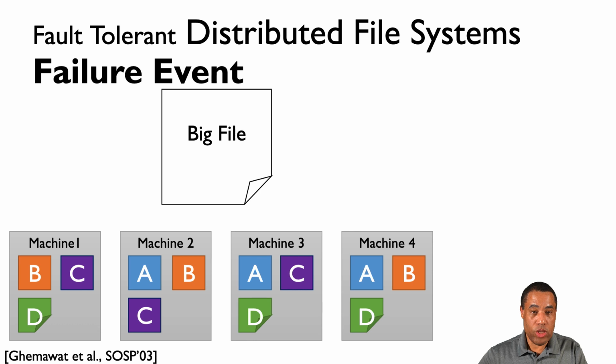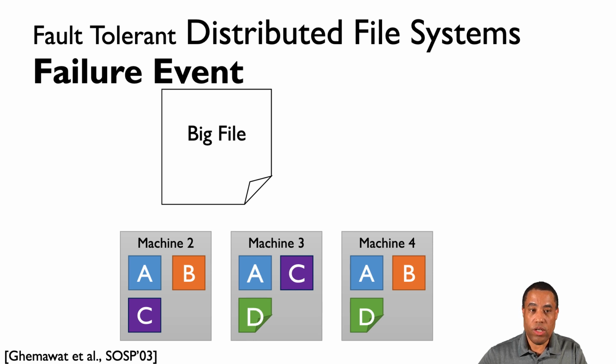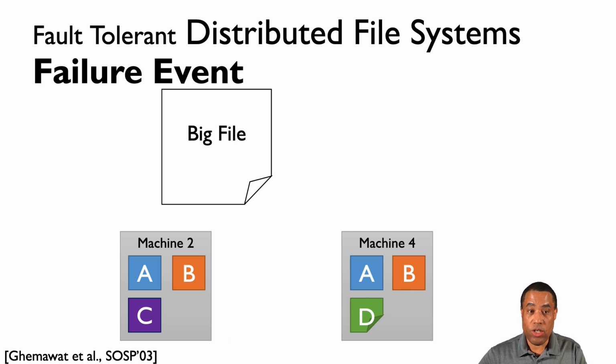So let's say machine 1 were to fail. Well, if machine 1 fails, we can still read all of the copies of our file. We can read A from machine 2, 3, or 4, B from machine 2 or machine 4, C from machine 2 or machine 3, and D from machine 3 and machine 4. In fact, even if we had another machine fail, like machine 3 failed, we still can reconstruct our file because A is on machine 2 and 4, B is on 2 and 4 also, C is on 2, and D is on 4.